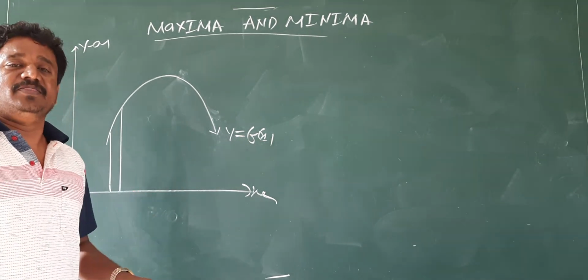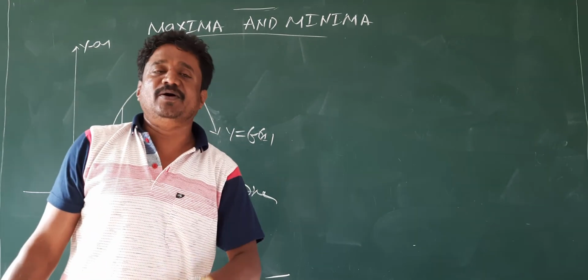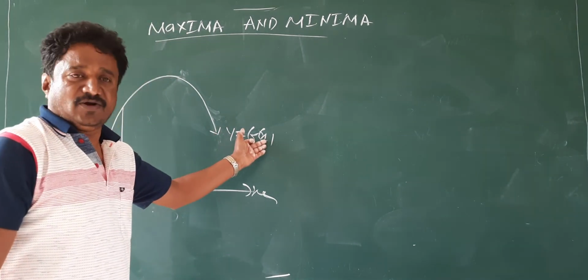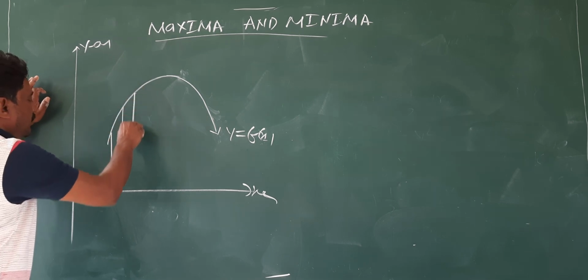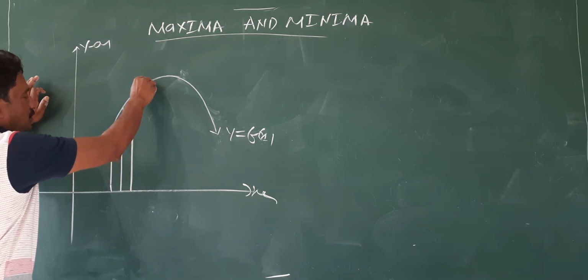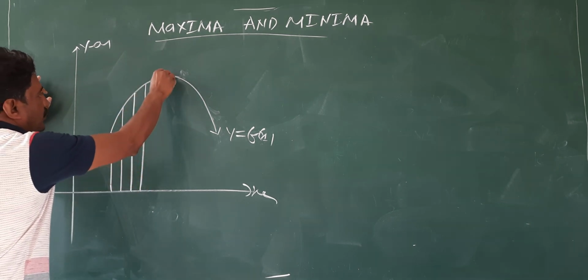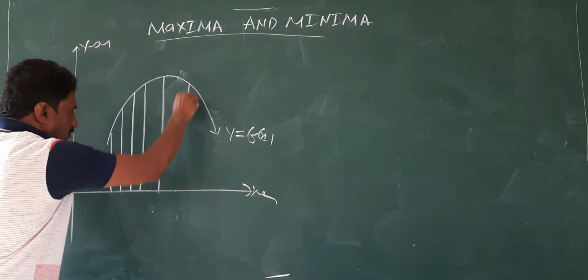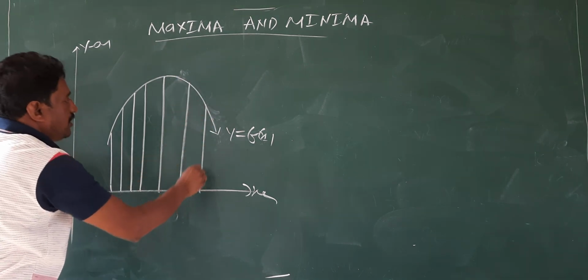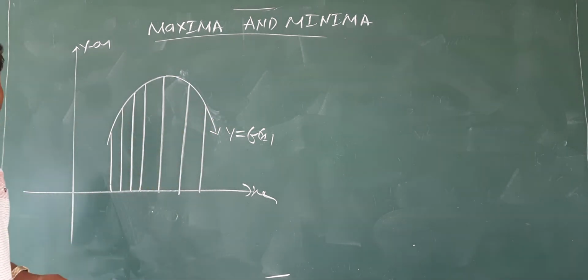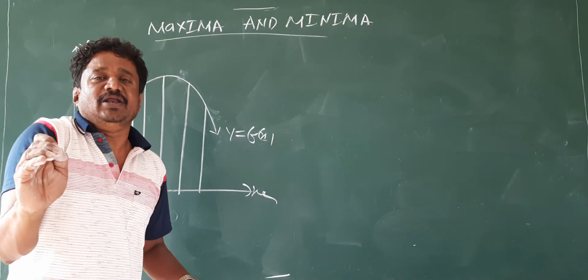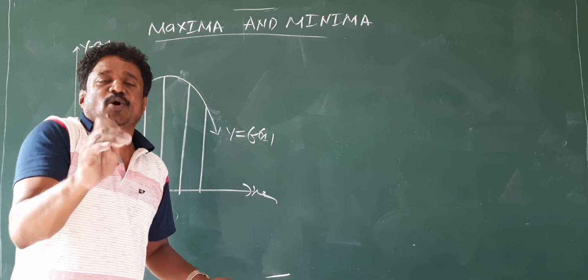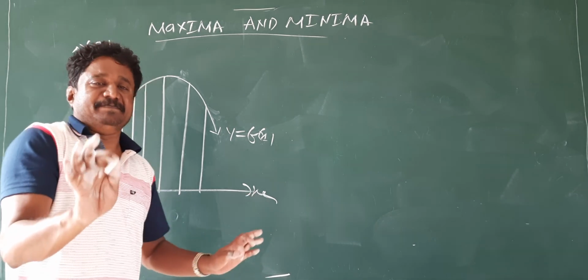Y value and f(x) value are one and the same, because y is equal to f(x). Look at this, this is f(x) value. This is also f(x) value. The f(x) value and the y value, both of them are one and the same.